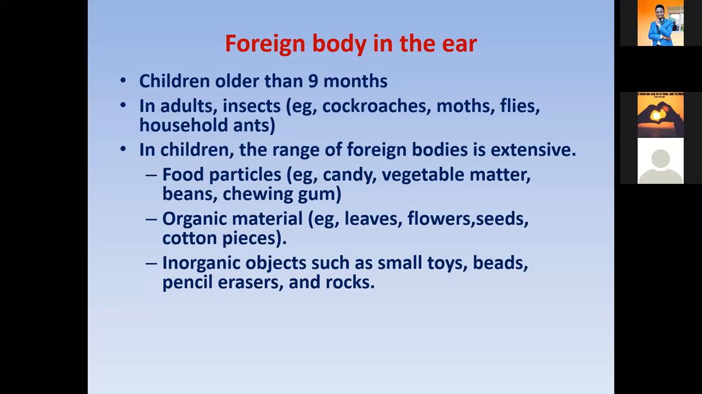In children, the range of foreign bodies is extensive. It can be food particles such as vegetable matter, chewing gum, beans, candy. We have both organic, which are food material, and inorganic. Organic are the vegetative kind, so we have leaves, flowers, seeds. Majority of the kids we see are usually seeds, beans, orange seeds. I've seen a patient put rice. Yes, children do interesting things.